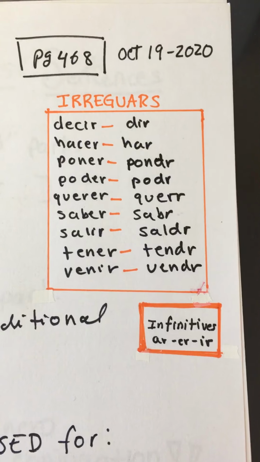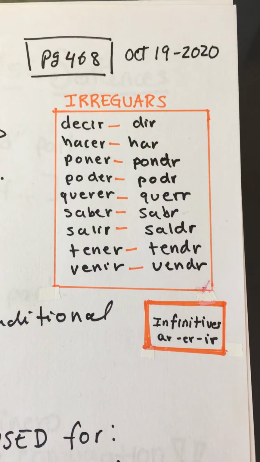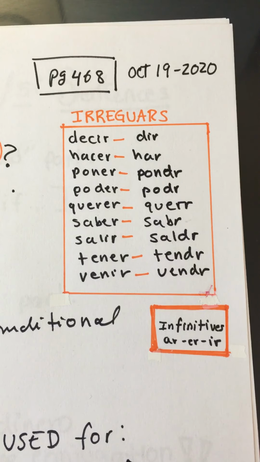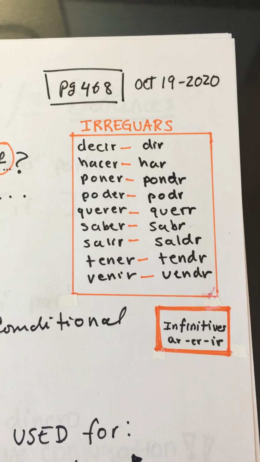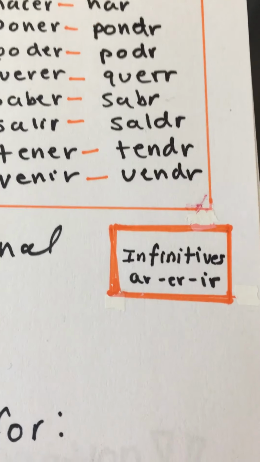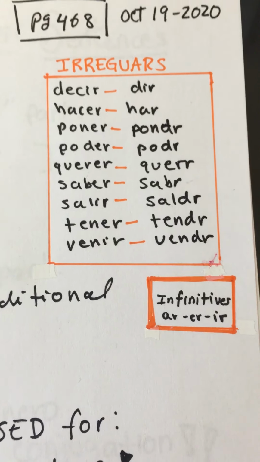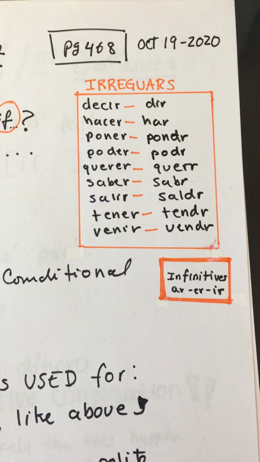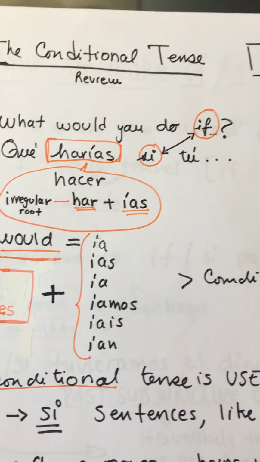These are the irregular roots of these verbs. Decir, dir, hacer, har, poner, pondre, poder, pondre, querer, quer, saber, sabre, salir, saldre, tener, tendre, and venir, vendre. The other verbs, you only use the infinitives, the complete infinitive, with the ar, er, ir ending. You don't take out anything, okay? Like comer. And then you will only add the ending to these roots.